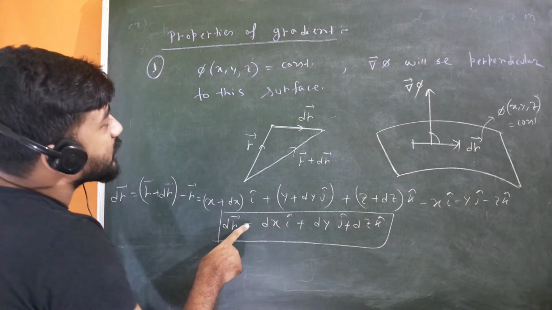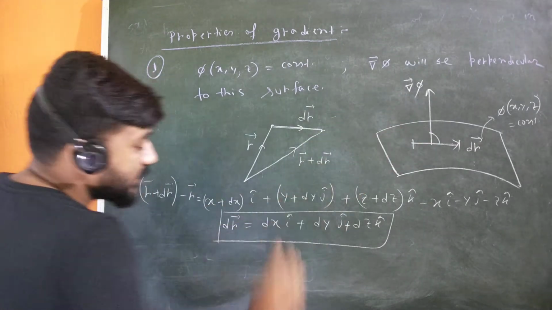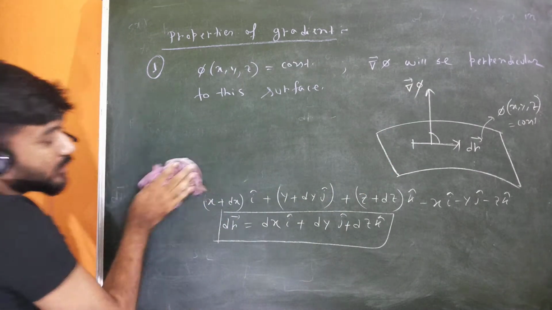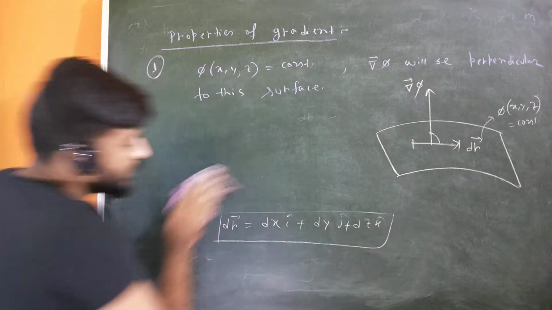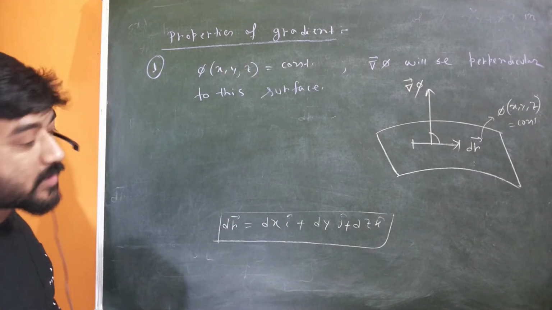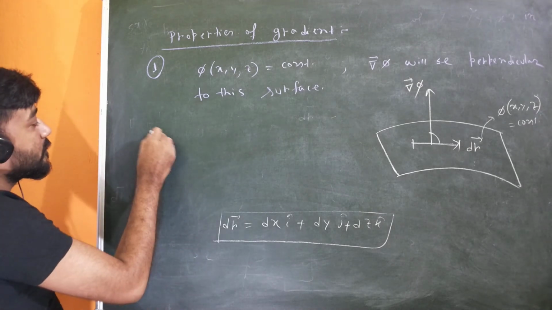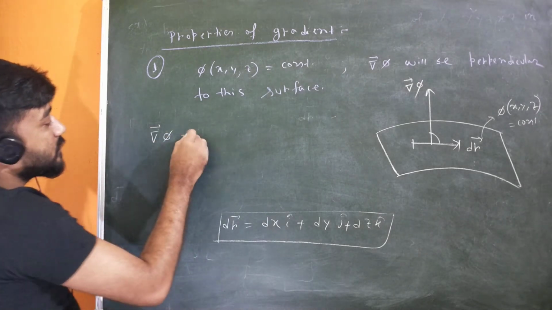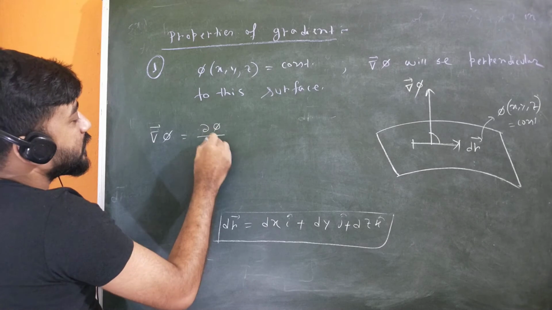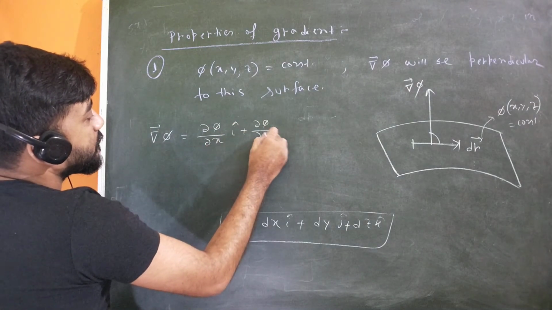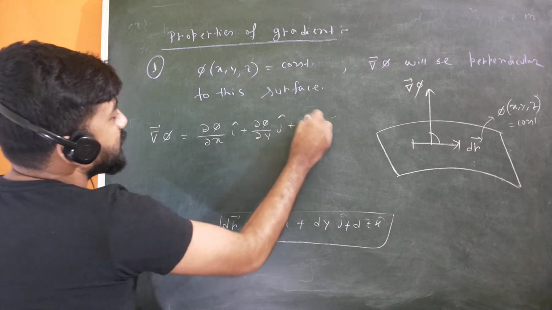So now we have to take the dot product of grad phi and this dr. If we can prove that the dot product of grad phi and dr is 0, then obviously it will indicate that grad phi is perpendicular to dr. Now what have we defined as grad phi? Already we have defined it as del phi/del x i cap plus del phi/del y j cap plus del phi/del z k cap.